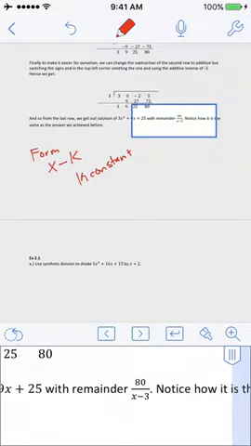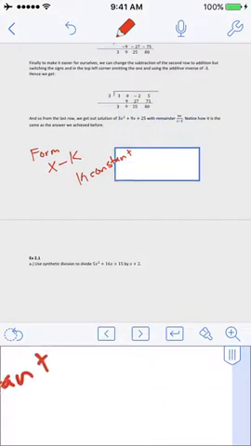So in our problem we had up here, the divisor was x minus 3, and that's why this worked. If you don't have an x minus 3, then you get into issues of subtraction, you get into issues of factors, things like that. So it has to be in the form x minus k.